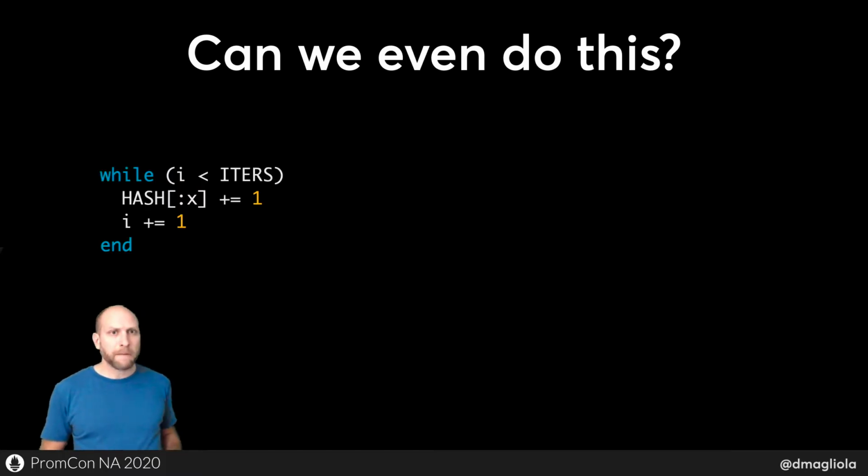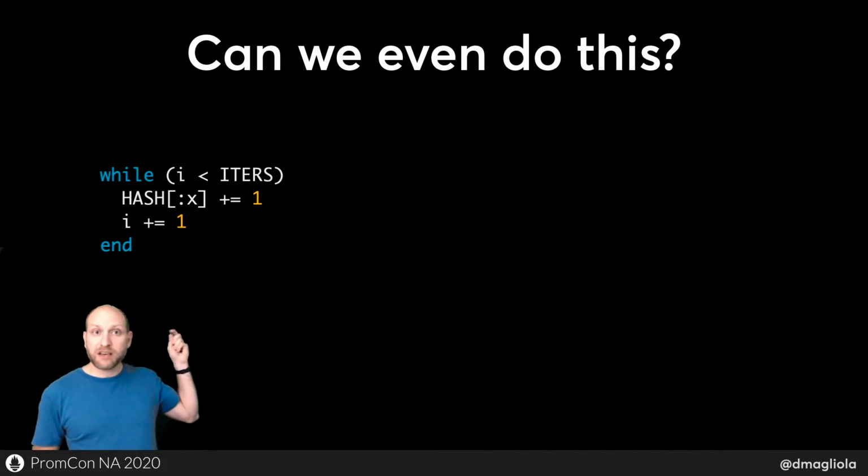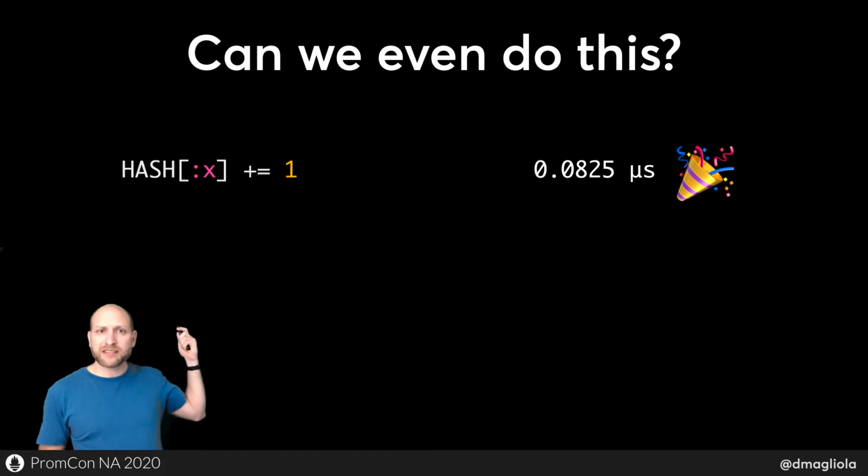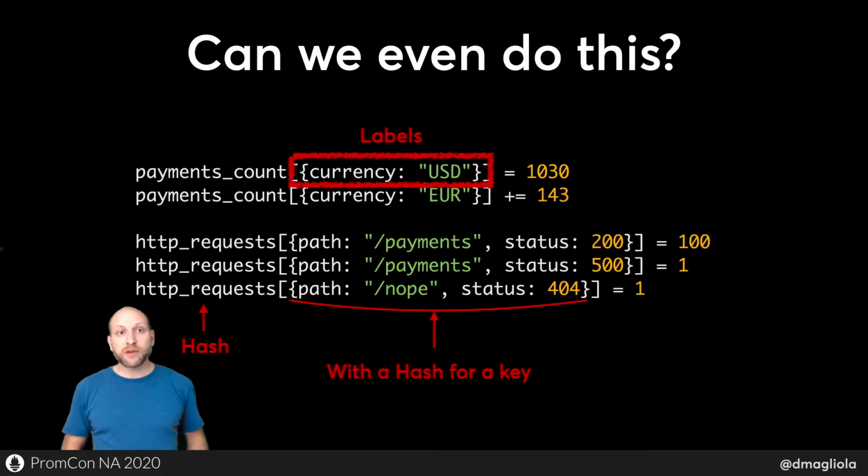Let's look at this. If you just go ahead and do this, you just increment the hash. You can do this about 12 times in a microsecond, which is great. It's well within our budget. But in our case, it's not that simple. Because if you think about it, why are we even using hashes instead of just having an integer? And the reason for that is labels.